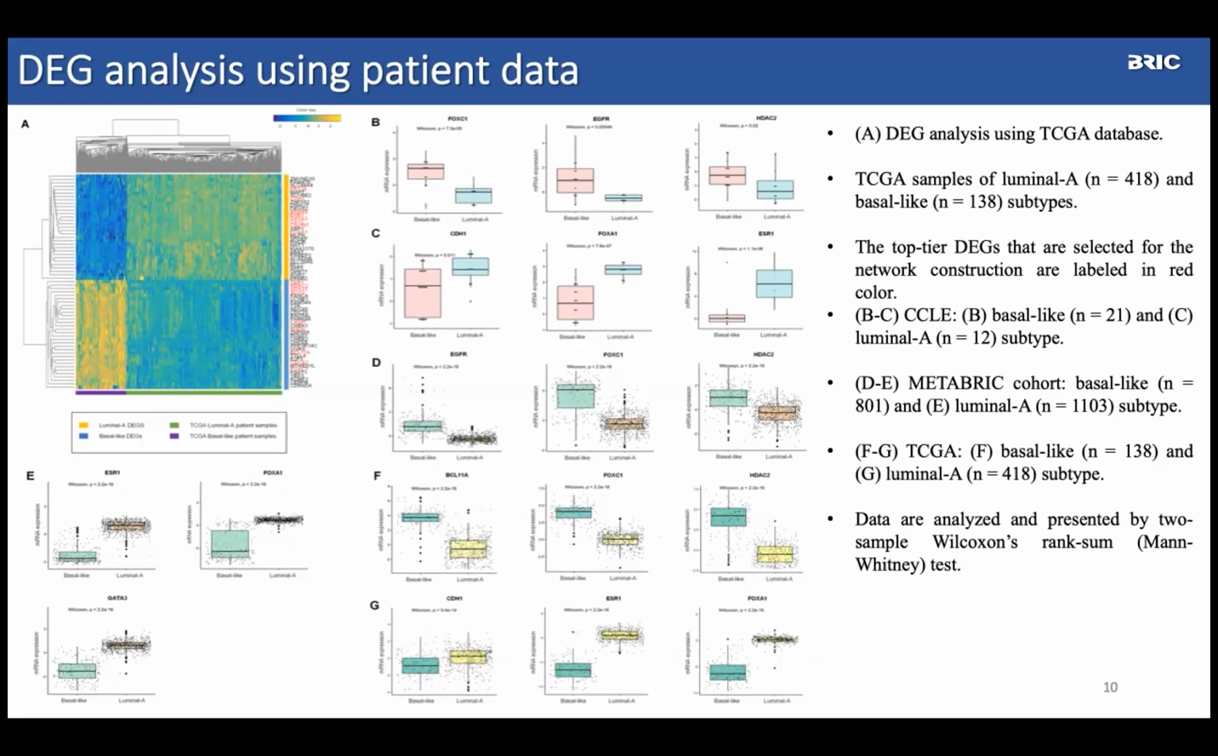Among the top 10% ranked genes, which are shown here, we selected genes that are highly expressed in one subtype but lowly expressed in the other based on their p-value. And we confirmed that these selected genes are highly expressed in basal-like or lowly expressed in luminal A breast cancer patients, and vice versa for the luminal A DEGs. And we confirmed the results using TCGA datasets, METABRIC patient datasets, as well as the CCLE breast cancer cell line datasets.